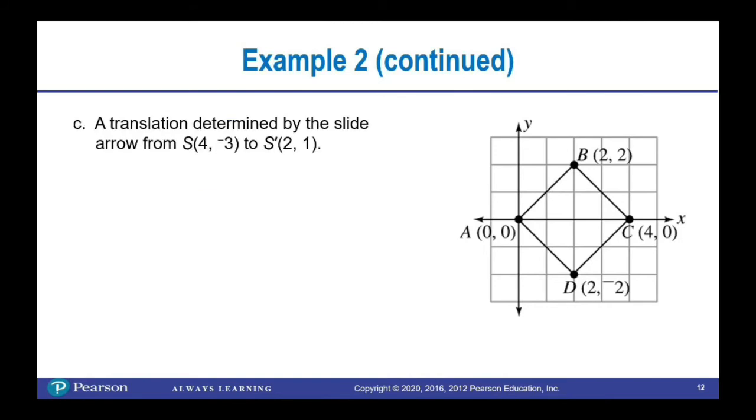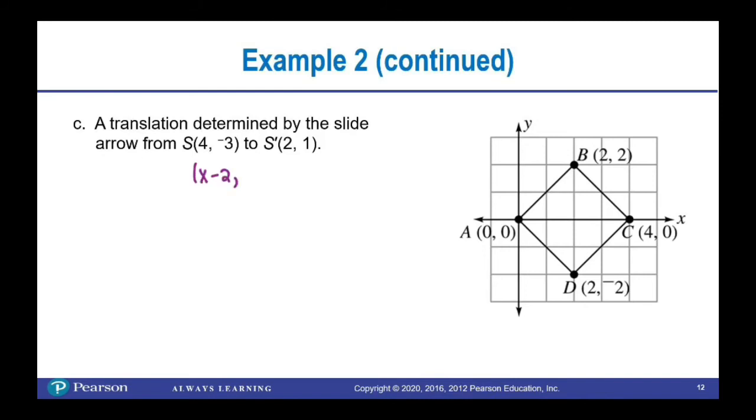Now look at part C. This time we have a slide arrow from S to S prime. S is the point 4, negative 3. And S prime is the point negative 2, 1. So 4 minus what makes 2? Well, 4 minus 2. So we have x minus 2.